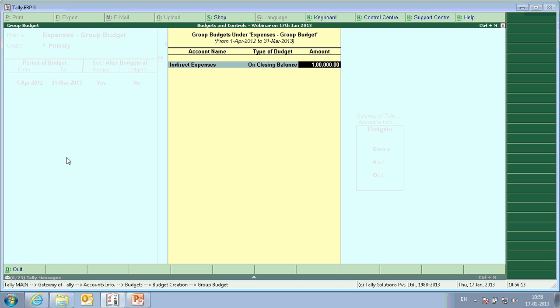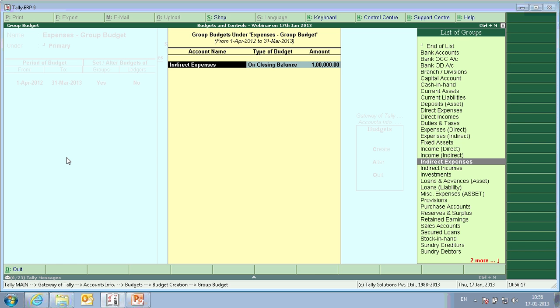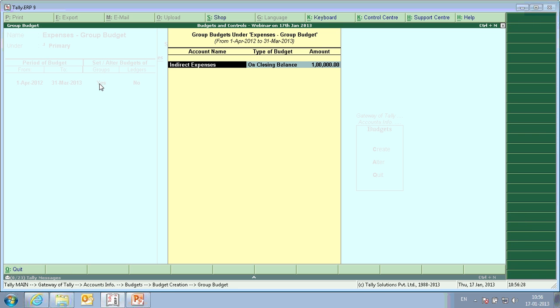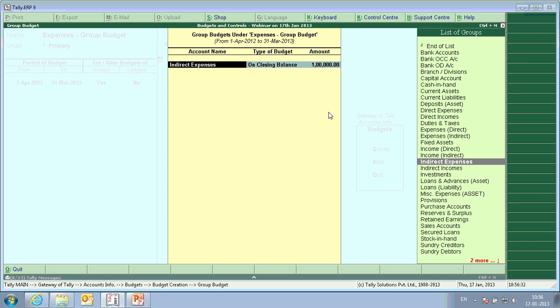Allen Technology says, please repeat. See, Allen Technology, first of all, I am creating a group budget. Here on the screen it says groups and ledgers. So I am not talking about ledgers right now, I am talking about group. When you say yes in group and get inside, it will ask which group you want to select, on which group you are fixing the budget.